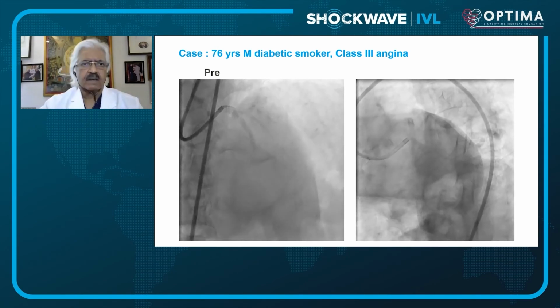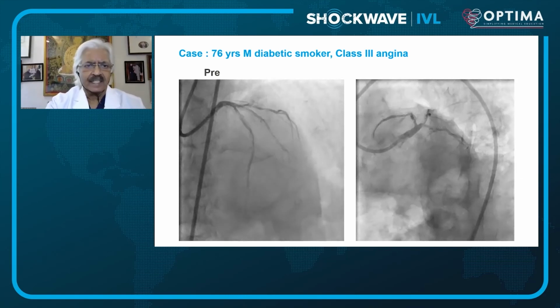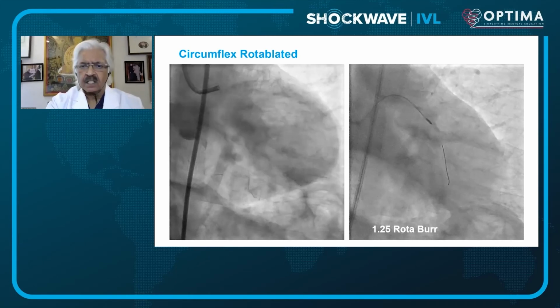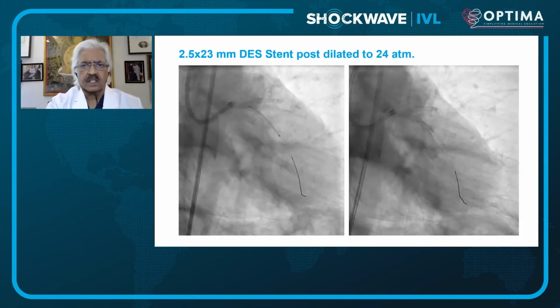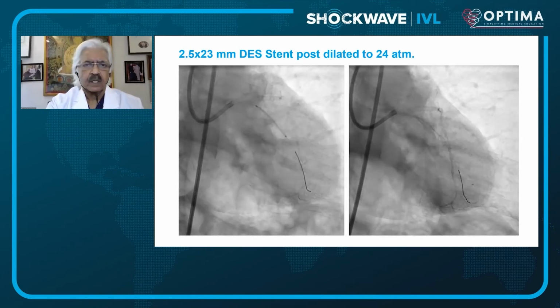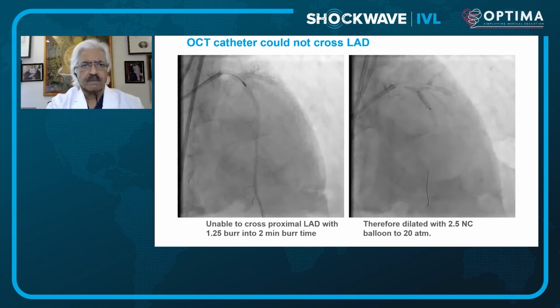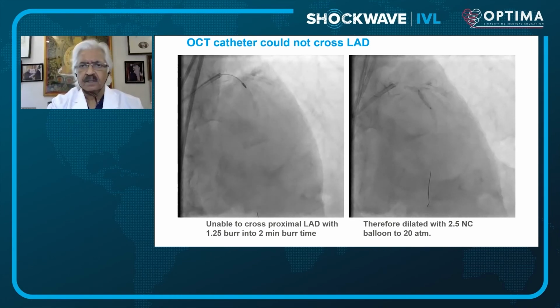Let's proceed to the 76-year-old male who's a diabetic smoker. He's got a long diffuse LAD disease, you can see that here. He's also got a calcified circumflex. The circumflex is rotablated and stented with a drug-eluting stent, as you'll see on the right side, with a perfect result. Well, the same burr is passed down the LAD, but even after 2 minutes of burr time, it does not cross that proximal segment, as is seen on the left side.